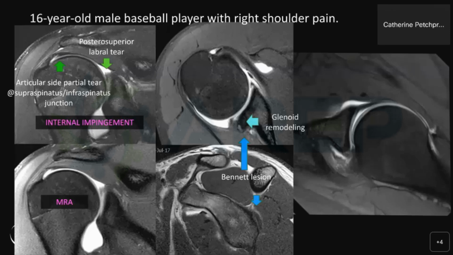On the abducted and externally rotated view, we can see that the humeral head is minimally posteriorly positioned. You can see the anterior portion of the joint is a little bit wider than the posterior. This is due to subtle shift of the central rotation of the humeral head in this position. This is associated with tear of the posterior superior glenoid labrum and the undersurface of the rotator cuff.